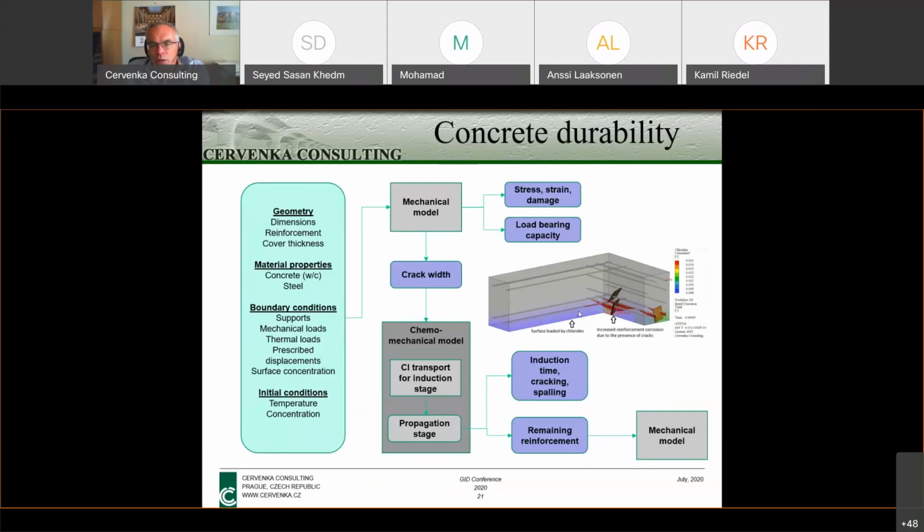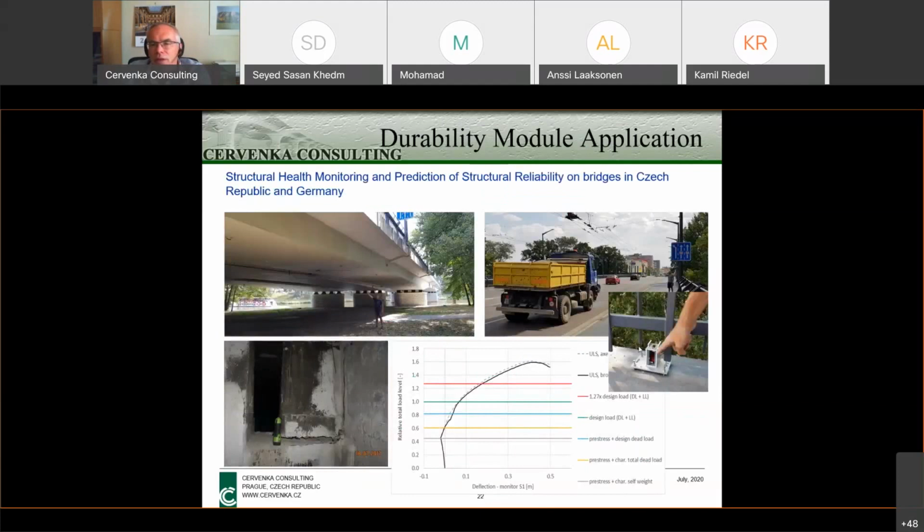And once the chlorides reach the reinforcement, we activate the corrosion model, which also depends, as you see in this example, there is a crack. So the corrosion here starts earlier because the diffusion in the crack is faster. And we can then simulate the reinforcement corrosion, and the main effect of the reinforcement corrosion is the reduction of the cross-sectional area. So this is then automatically taken into account. And I will show you one example where we applied it.